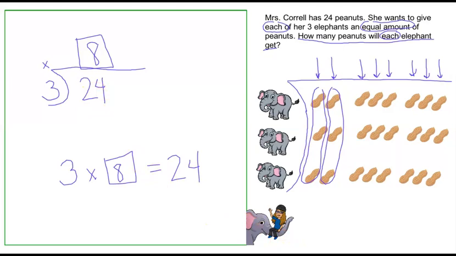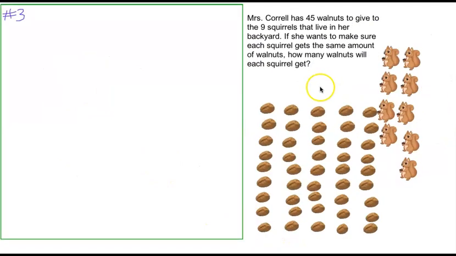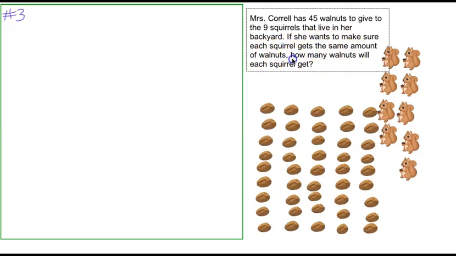Let's give the next one a try. What's the question in this one? Oh, here it is. How many walnuts will each squirrel get? Now let's go back and read the rest of the problem. Mrs. Corral has 45 walnuts to give to the 9 squirrels that live in her backyard. If she wants to make sure each squirrel gets the same amount of walnuts, how many walnuts will each squirrel get?